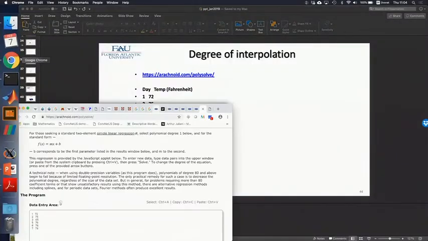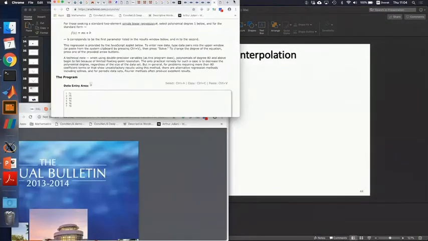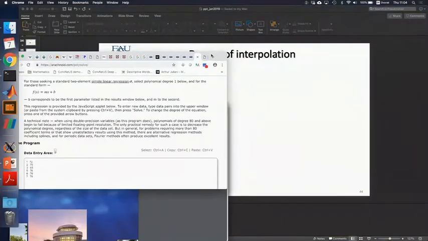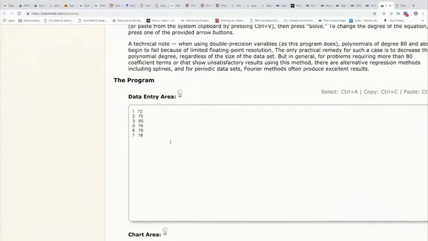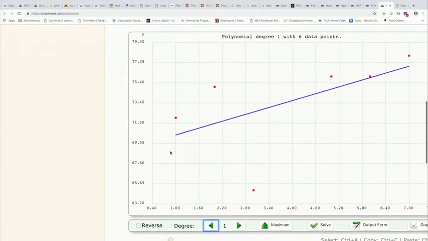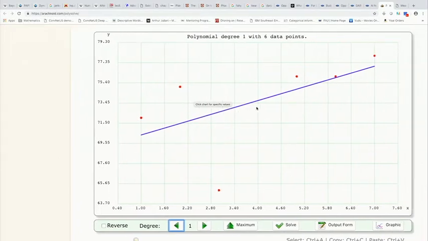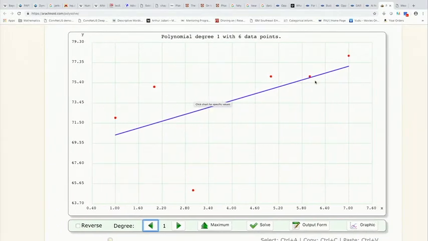When you plot the data, you get these plots, right? That's for day 1, the temperature, day 2, temperature, 3, 5, 6, and 7. So we make a plot, and then you can draw a straight line. Do you know what this straight line must be? It's a linear least squares fit, right?